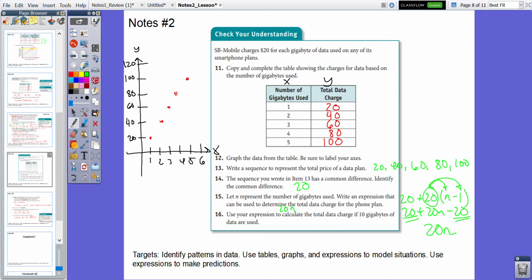So if you wrote either one, the long way like we saw in the lesson, or if you wrote, hey, wait a minute, all I'm doing is multiplying by 20, then absolutely, you are correct here. You don't have to distribute every time, but if you want to, absolutely, that is one way you can do that. Use your expression to calculate the total data charge if 10 gigabytes of data are used. Well, that's just 20 times 10, which is $200.